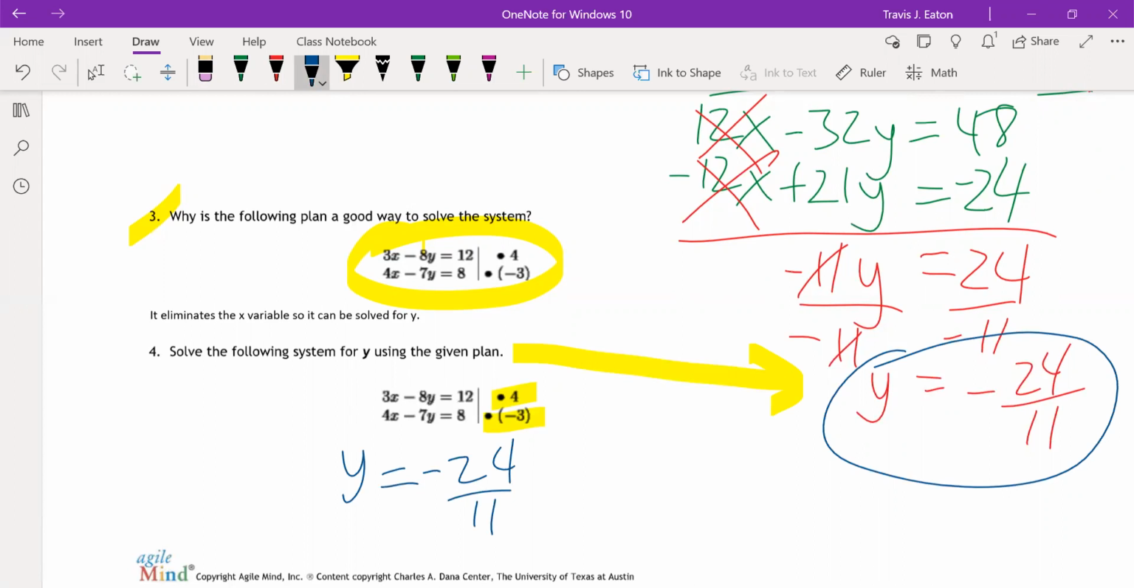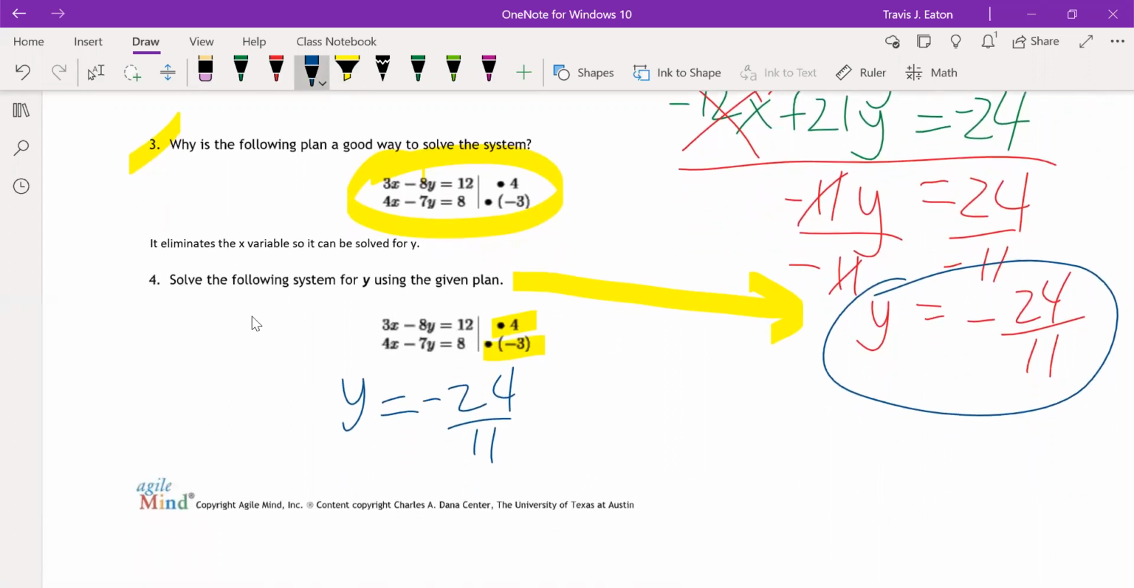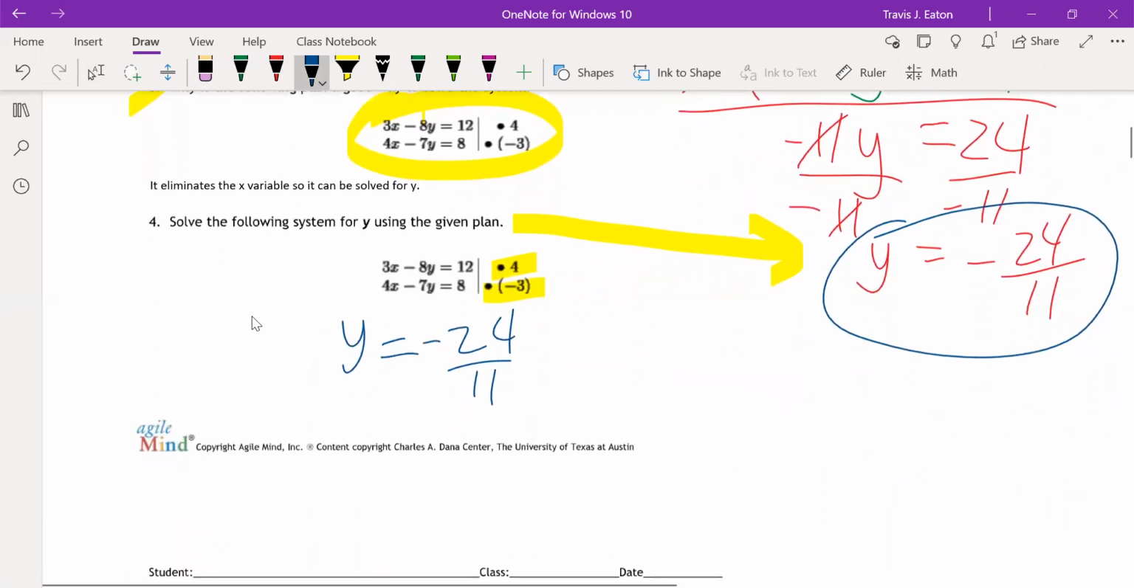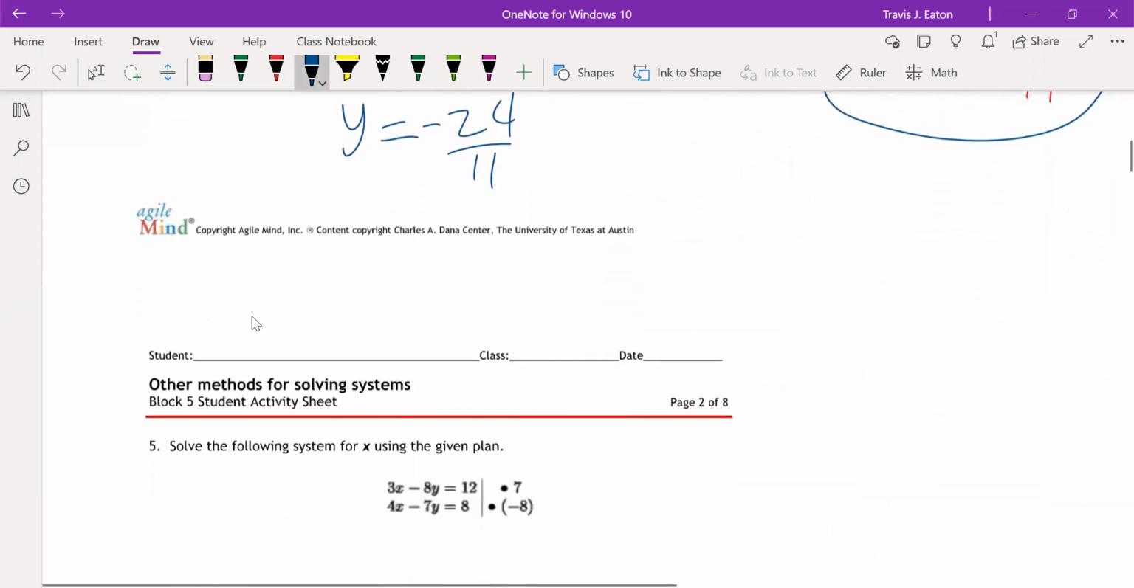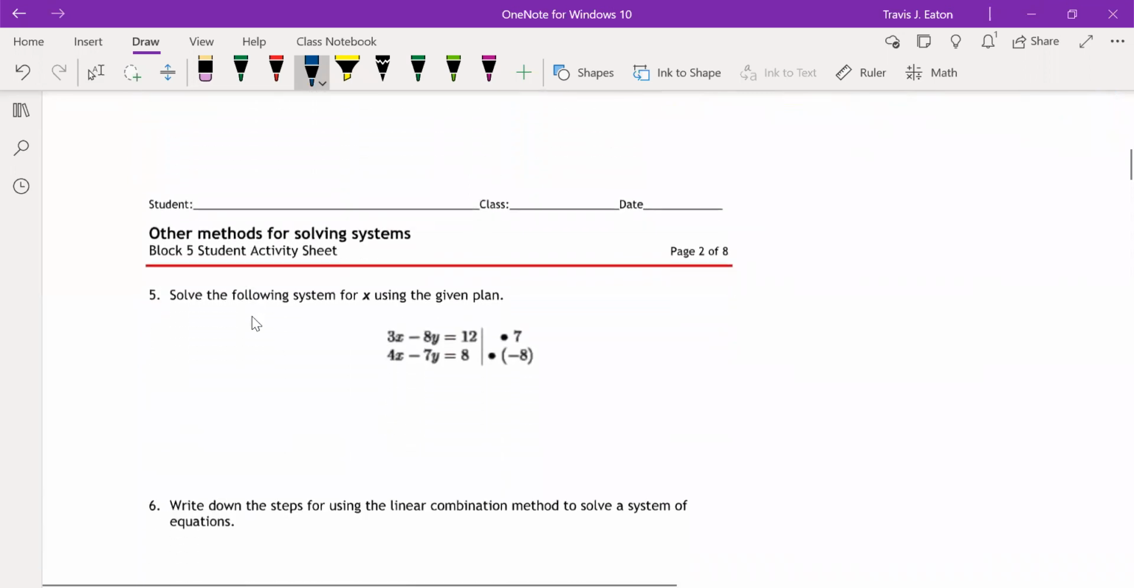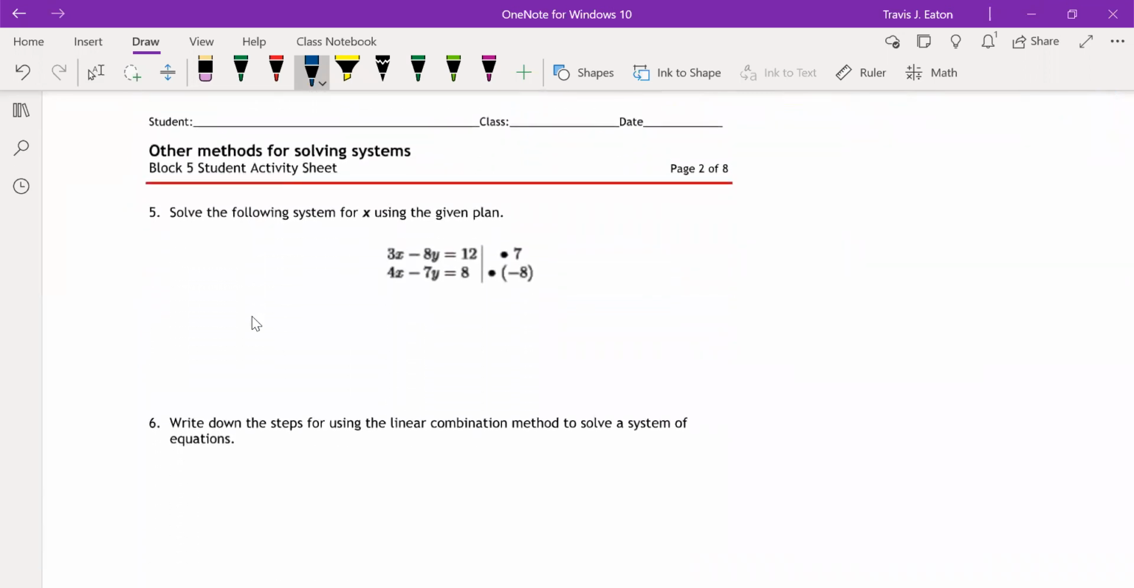Right? Okay. Now, there was another way that we could have attacked this system of equations to solve the whole thing. And we're going to find out what that is in number 5. It says to solve the system using this plan instead. We're going to solve for x. Now, look what they did. They took this and they multiplied by 7 and negative 8. Now, hopefully, when you're looking at that, you're going, oh, I know exactly why they did that. I hope that's what you're seeing. But let's do exactly what they say. We're going to follow their plan.